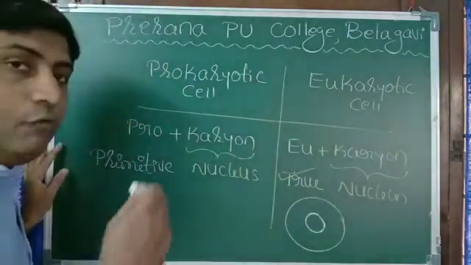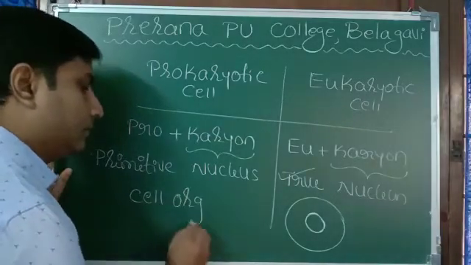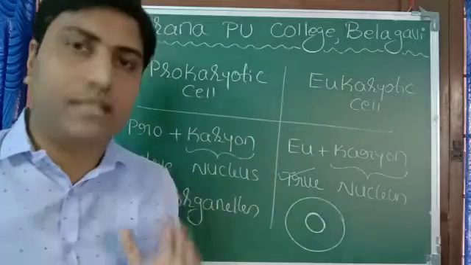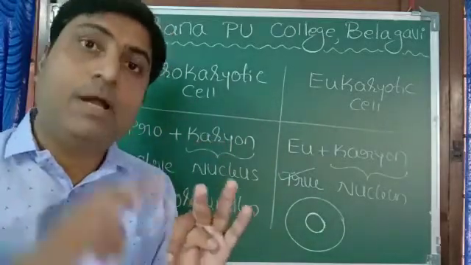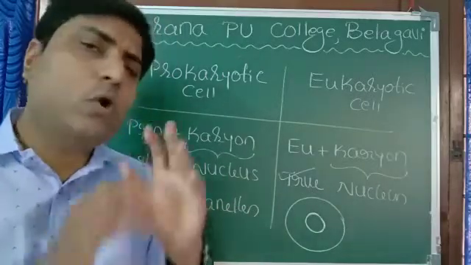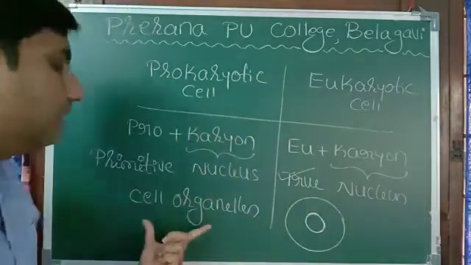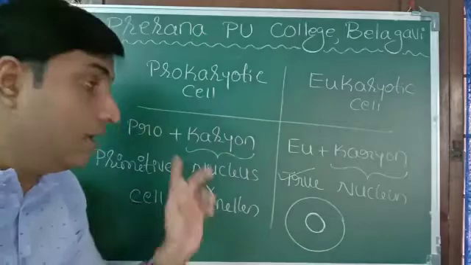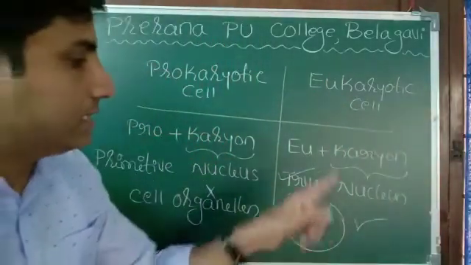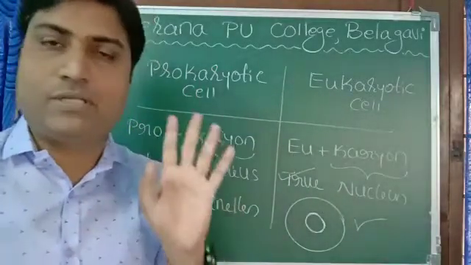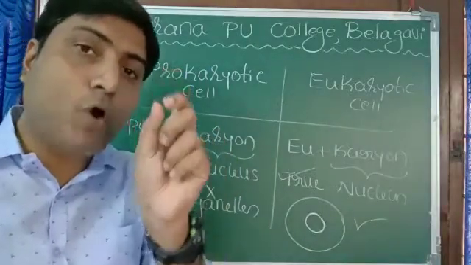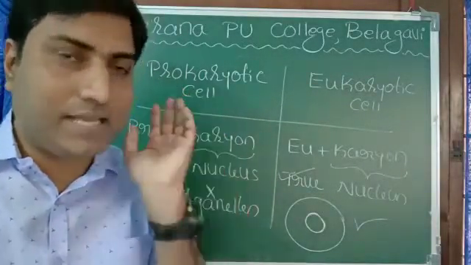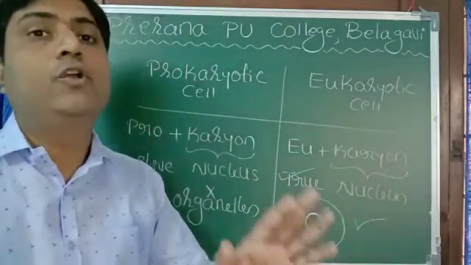Second difference: there are various cell organelles. Cell organelles are the cell contents, membranous structures found inside the cell, like mitochondria, lysosome, endoplasmic reticulum, vacuole, plastid, so many things. All those together are called cell organelles. Such cell organelles are generally absent in the prokaryotic cell, but they are present in the eukaryotic cell. Third difference: prokaryotic cells are generally smaller in size compared to eukaryotic cells. Eukaryotic cells are comparatively larger in size. These are the major differences between prokaryotic and eukaryotic cells.